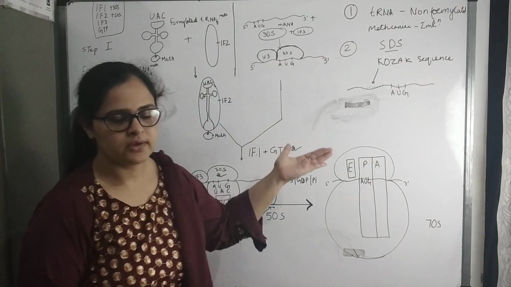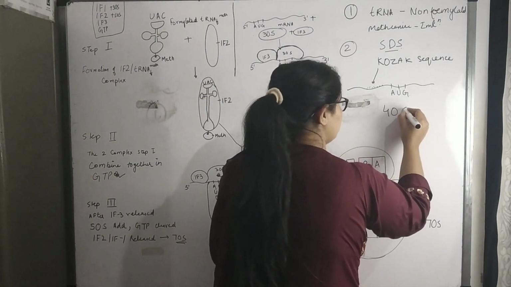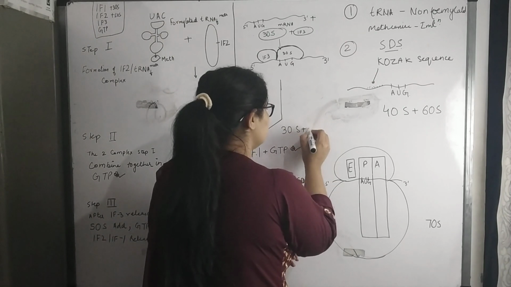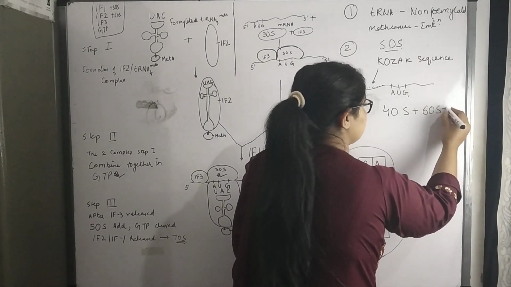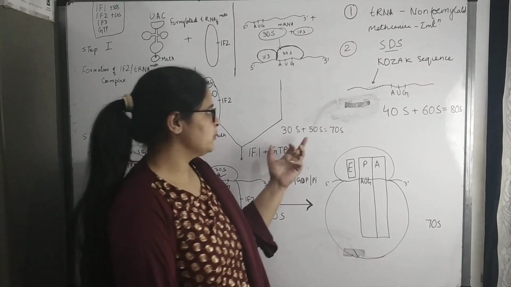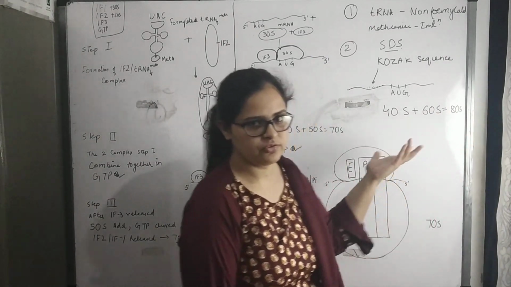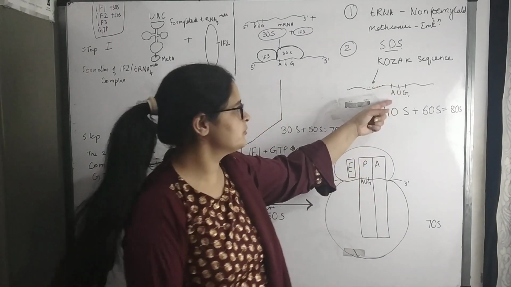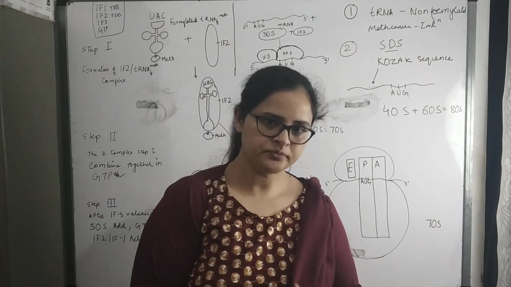So what is the next step in eukaryotes? 40S plus 60S, in place of 30S plus 50S. In prokaryotes 30S plus 50S combine to make 70S, and 40S plus 60S will create 80S. Okay, this is another difference. The ribosomal unit in prokaryotes is 70S, and in eukaryotes it is 80S.